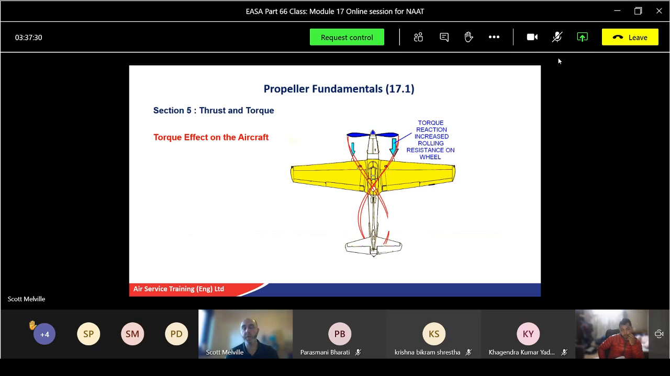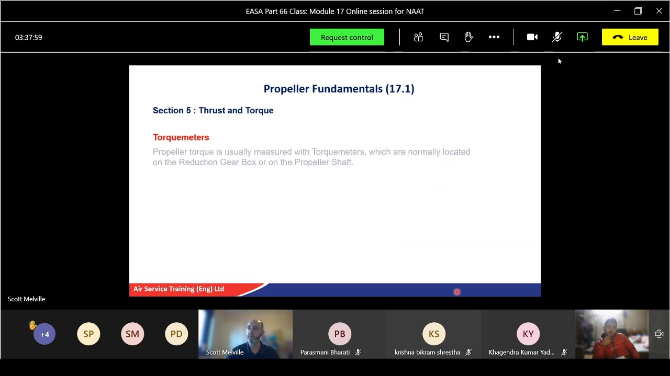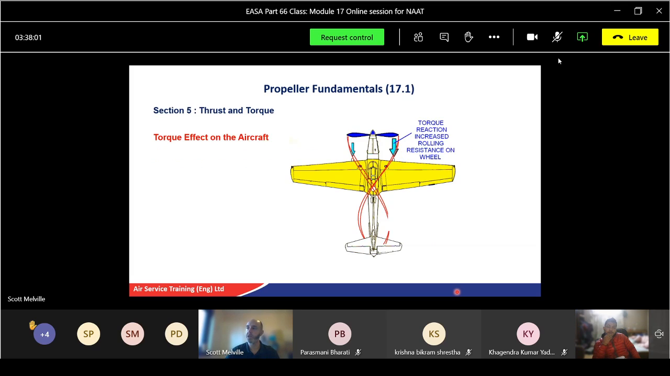You might have seen this in some big, powerful cars. If you watch them rev the engine very quickly, you can see the bodywork giving a bit of this, depending on if it's an inline, V8 or V12, you can see it trying to roll the body. It's the same effect with an aircraft. So, torque effect in the aircraft. Look at this one. We've got torque reaction, increased rolling resistance on the wheel. So yes, you've got airflow going over, but you've got more torque on one side than the other. Okay, so let's just show a different example.